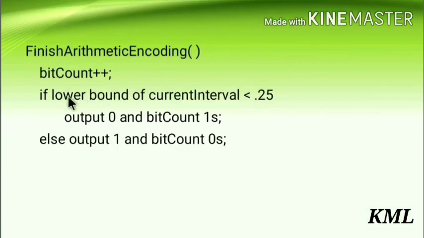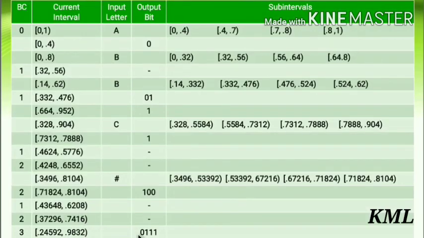So what do you do? Output 0 and bit count number of ones. So you output a 0. What is the bit count currently? 3. So you have to output 3 ones. Okay, so this is the last step. After processing all the input letters, you have to check this condition. If this is less than 0.25 and it is true, then you output 0 plus bit count number of ones. Okay, so you have this final output, the output of the final step.